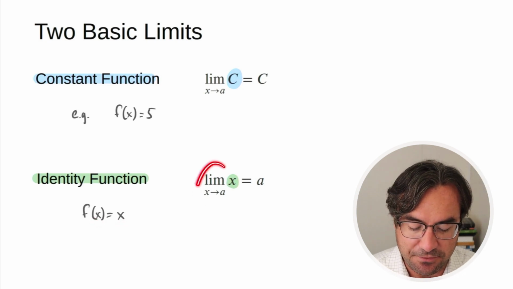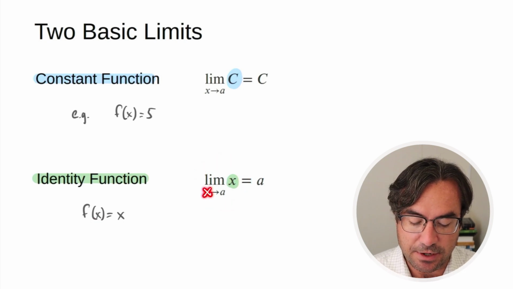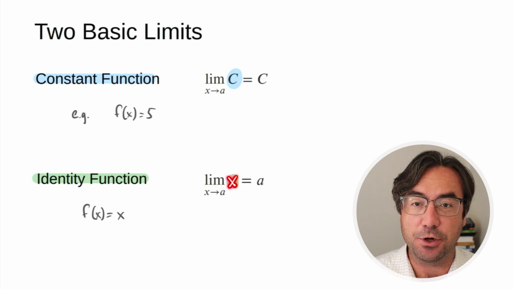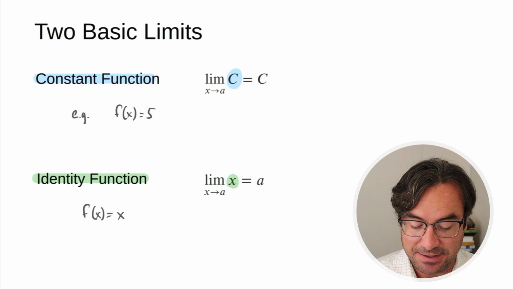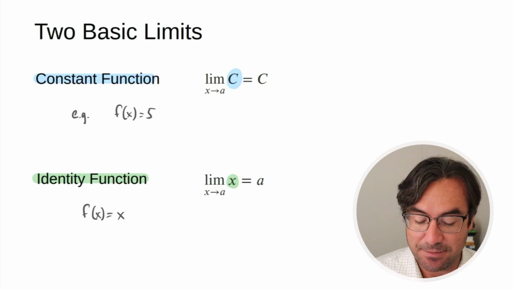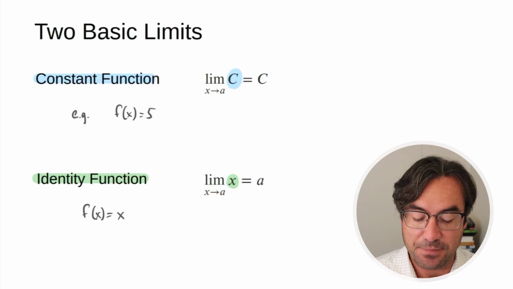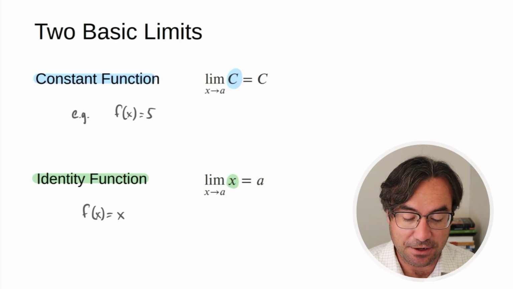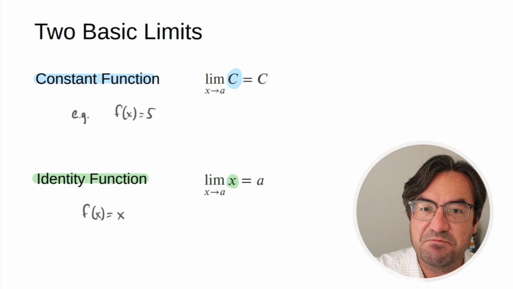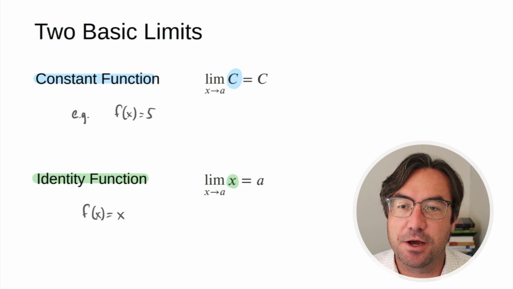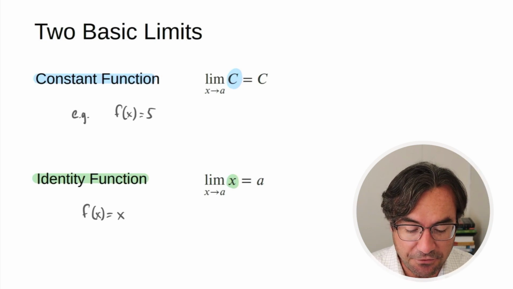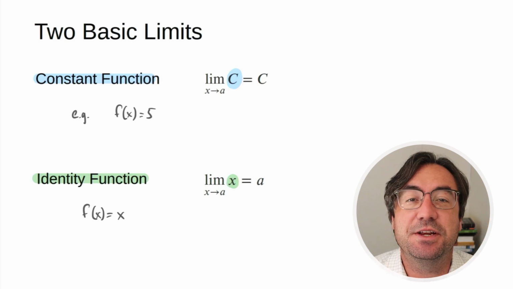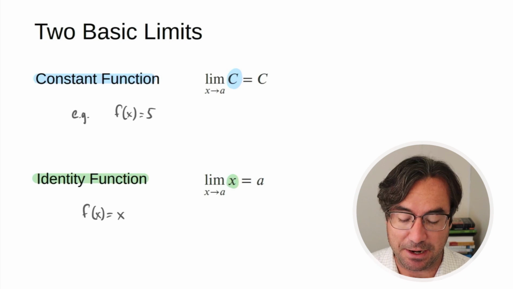So what does that mean for our limit? As our input x gets closer to the number a, what does the output x do? Since the input and the output are exactly the same, if the input is getting closer to the number a, then our output has to get closer to the number a. So these are the two building block limits that we're going to use from time to time. With the limit laws that we're going to look at, we can build up all these different complex functions that we want to talk about.